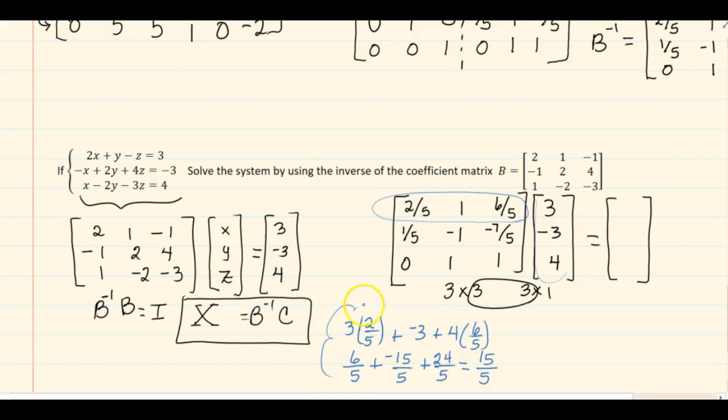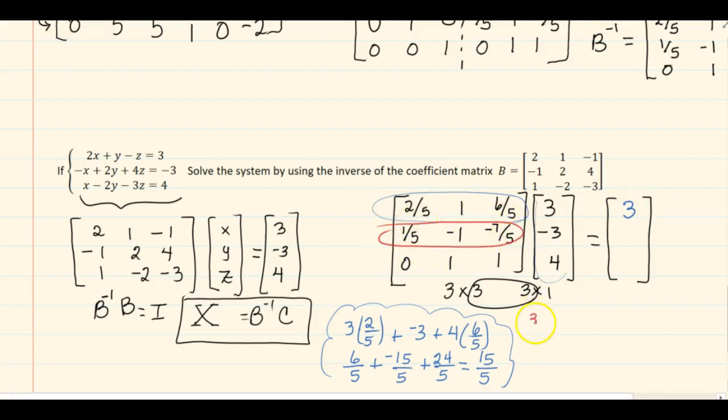So I showed my work down here so that you can see I'm multiplying and adding, and I got the common denominator for all 3 numbers. Then I added all the tops, and that's how I got 15/5, which is the same thing as 3. So now I'm ready to do the second row times our column.